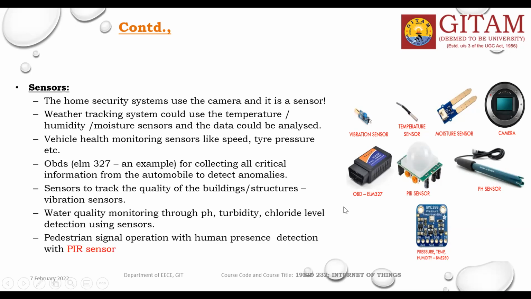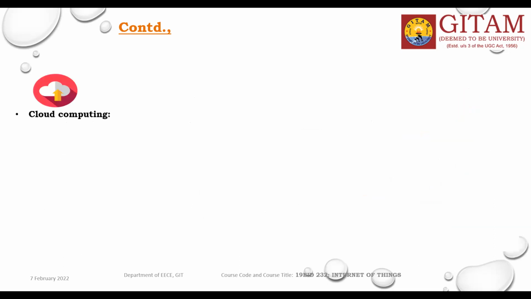This is the PIR sensor. This is for human presence, that means motion detection. You can use the PIR sensor for this. And the pH sensor measures the pH value. So there are different kinds of sensors here. Based on the application, you can use different sensors. Each sensor is responsible for one type of work. The camera sensor is used to move the camera based on the motion of something. Like that, sensors are one of the enabling technologies. Then cloud computing is also one of the enabling technologies.